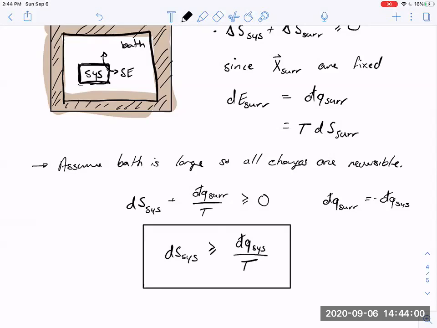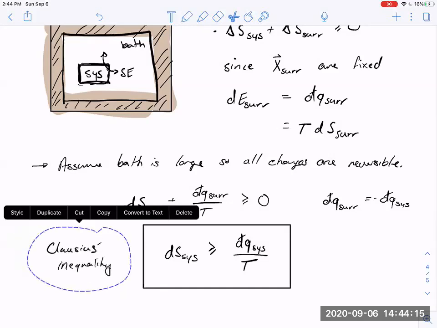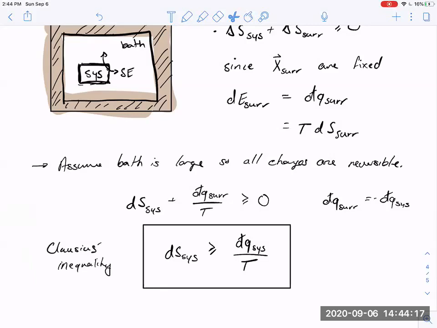This statement of the second law is known as the Clausius inequality. It actually was the first to be written down in mathematical form.